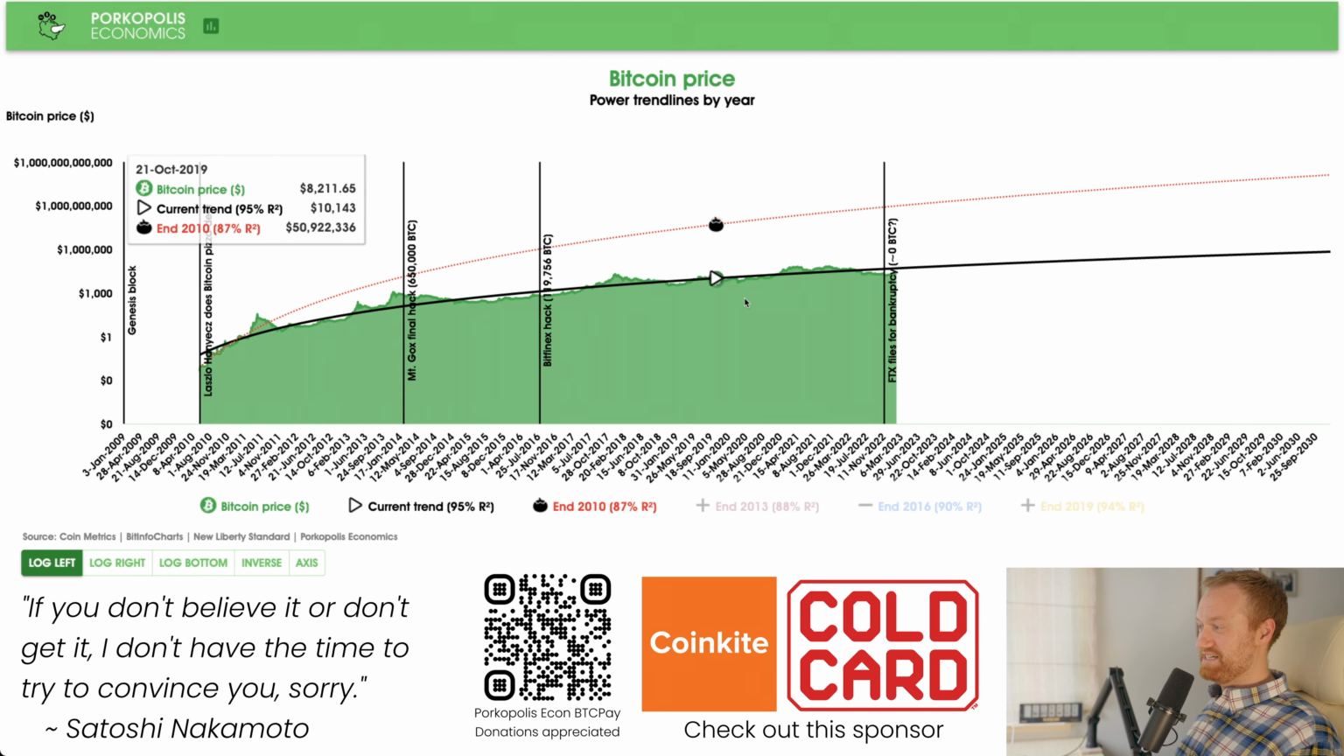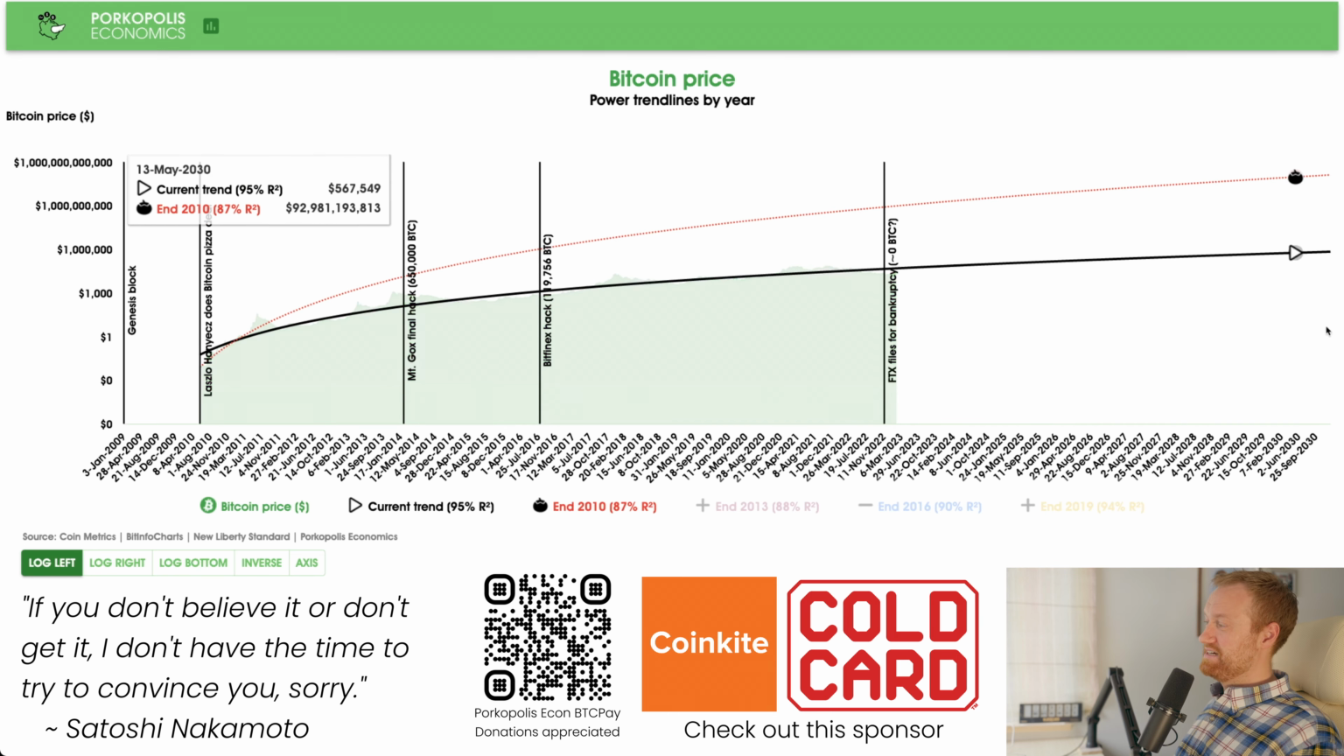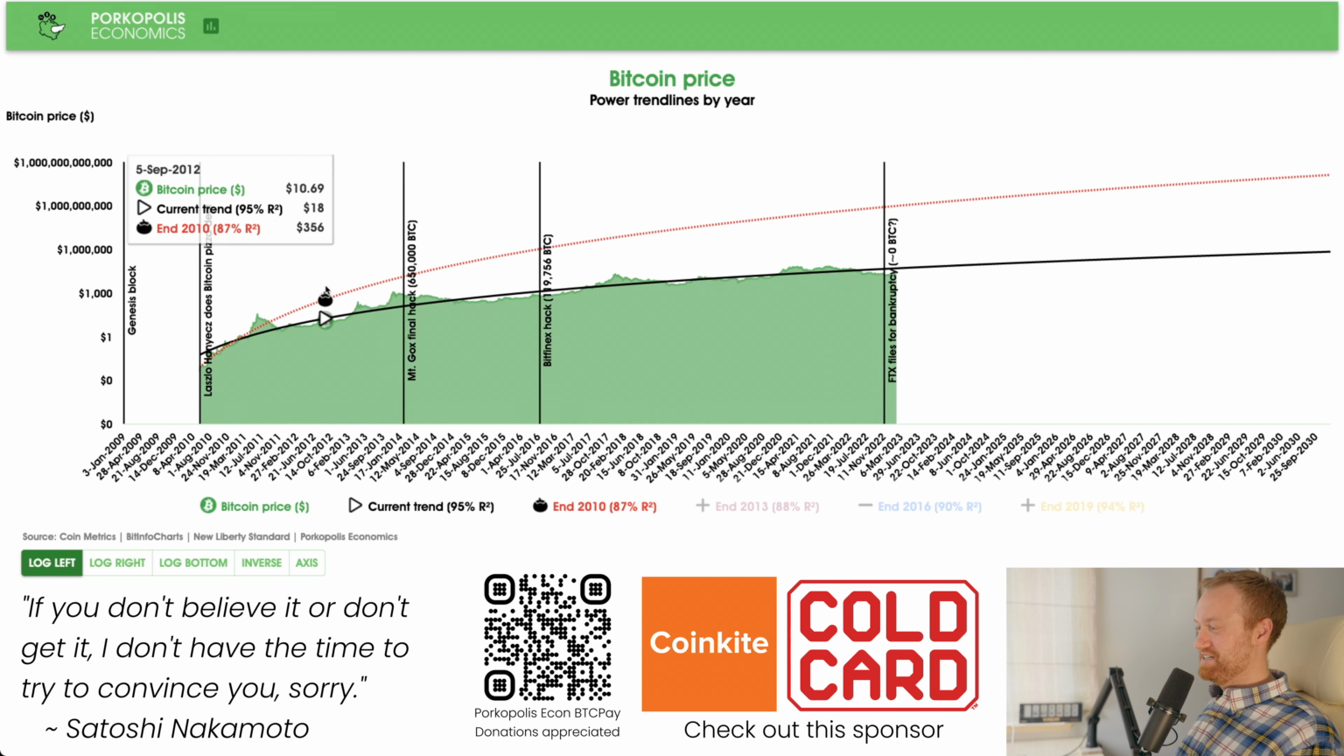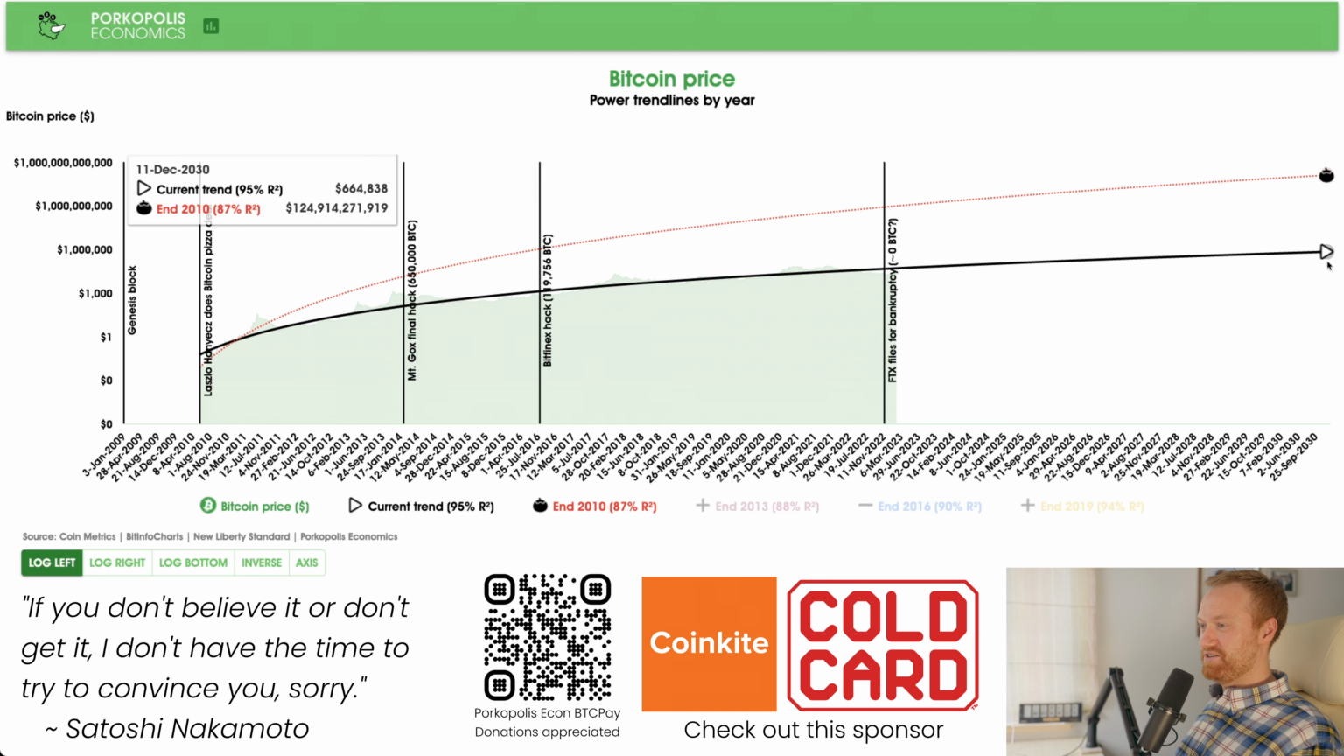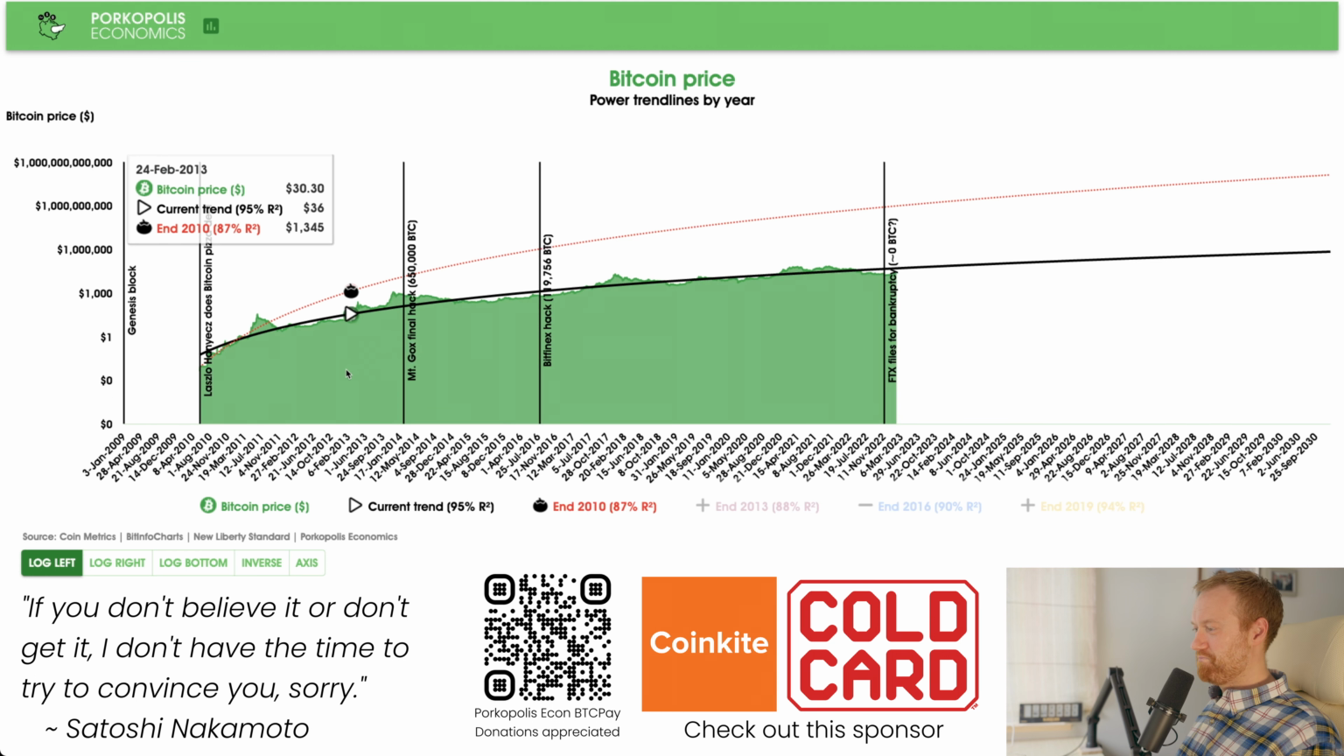But based on the 95% R squared of the black trend line, which includes all of the data. Remember, the red line is only 2010 data. Seems quite doubtful that we'll get back on this nice trend line of $128 billion Bitcoin by 2030. Nonetheless, fun to look at.